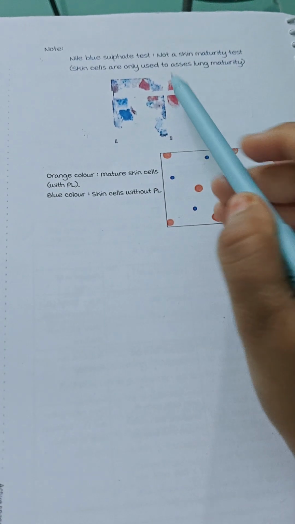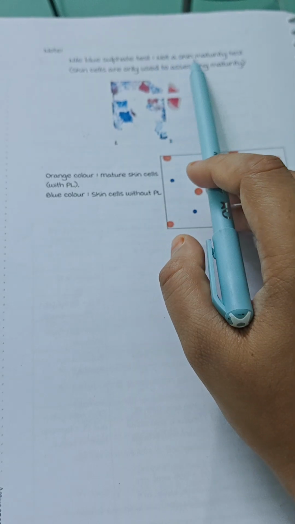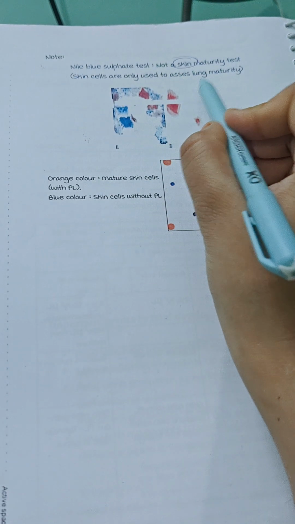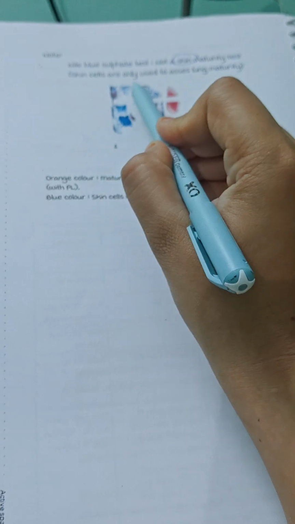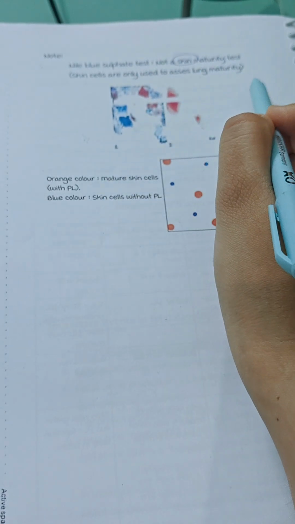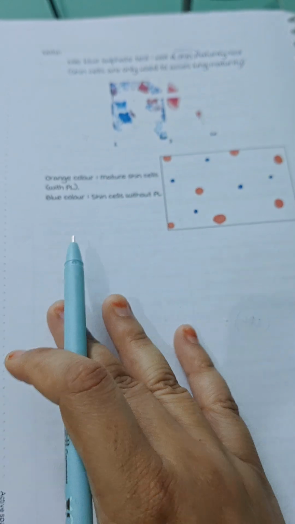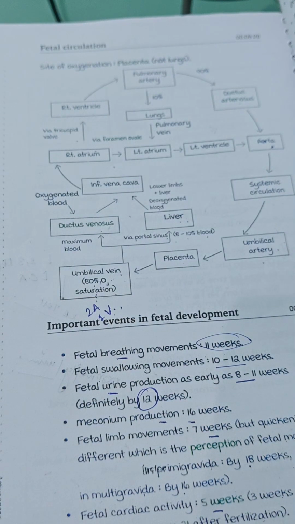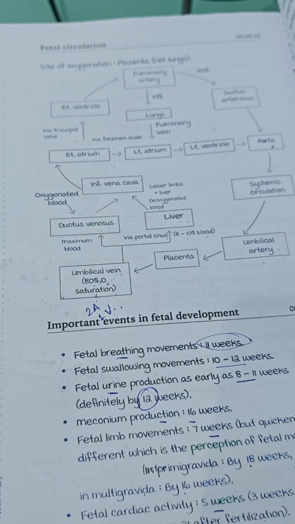So this is the basis of the Nile blue sulfate test. It is not a skin maturity test, but a test used to assess fetal lung maturity. Skin cells contain phospholipids if the fetal lungs are mature. So they will stain with Nile blue sulfate dye and turn orange, and if they remain blue in color, then the lungs are not mature.